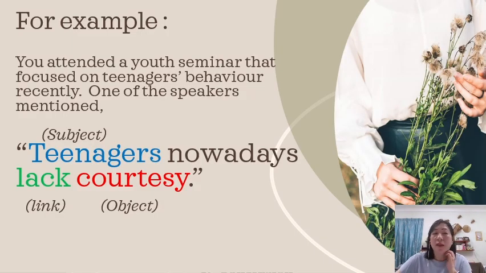Let's take a look at a typical example of a MUET Task 2 writing question. You attended a youth seminar that focused on teenagers' behavior recently. One of the speakers mentioned teenagers nowadays lack courtesy. Now the first 4 lines on top are what I call the rubrics. By looking at these 4 lines, you might have understood a little bit that this essay would be related to teenagers' behavior. And that's about all.